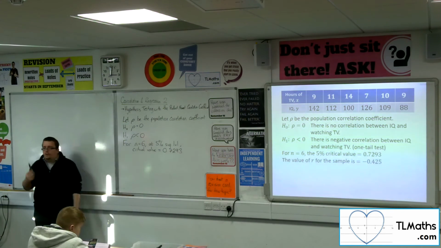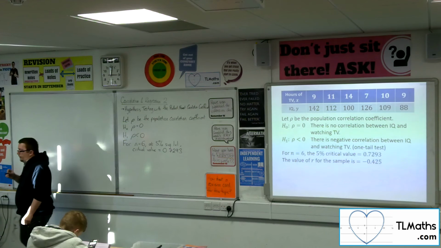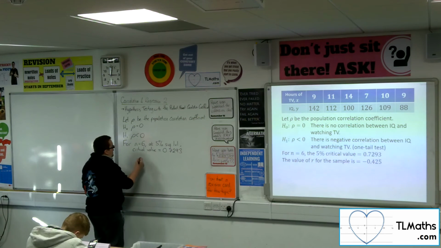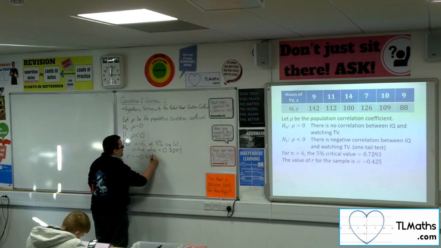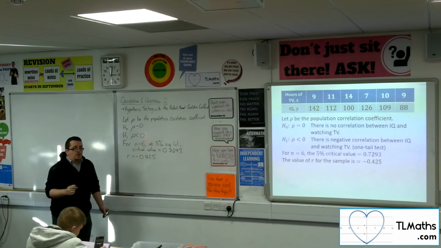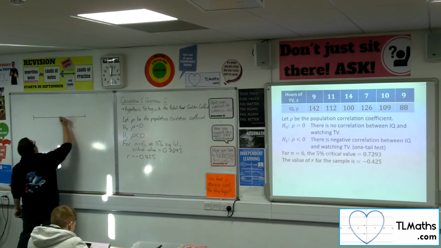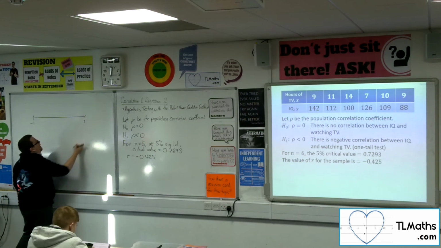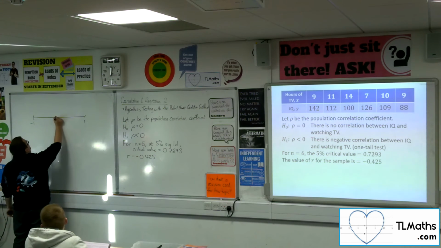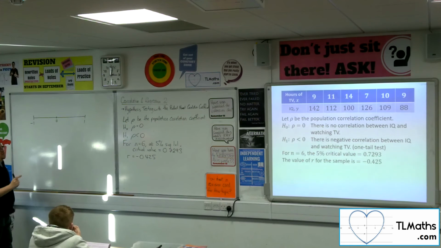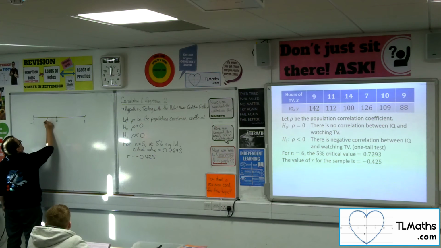Now, how do we interpret this? What you've got to imagine, because our value is, I'll write that down, minus 0.425, is that we've got this number line going from minus 1 up to 1. We know that these values of R go between minus 1 and 1. We've got 0 there, and we've just calculated that our value is minus 0.425, so somewhere around about there.